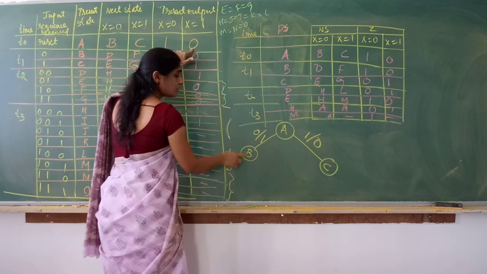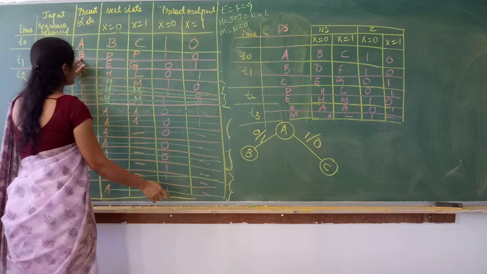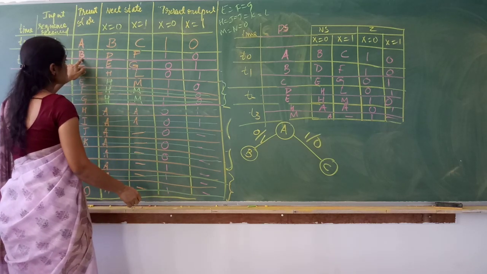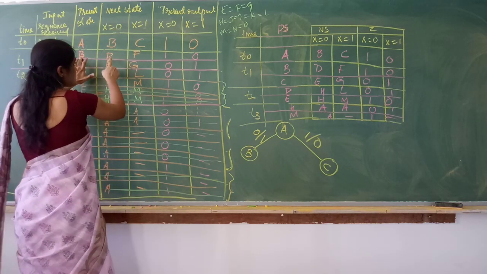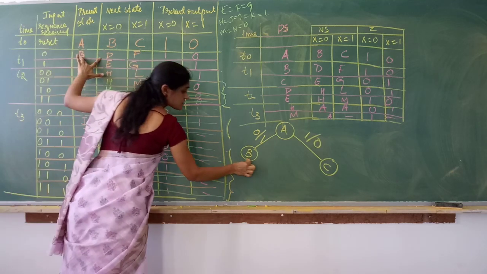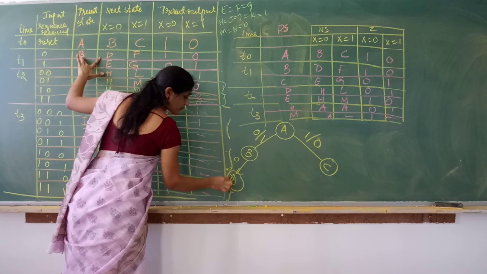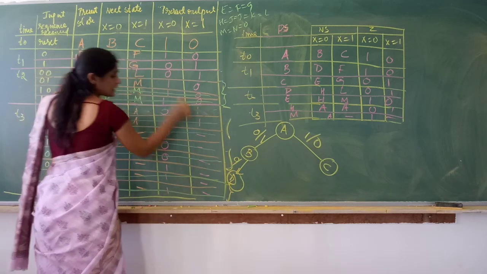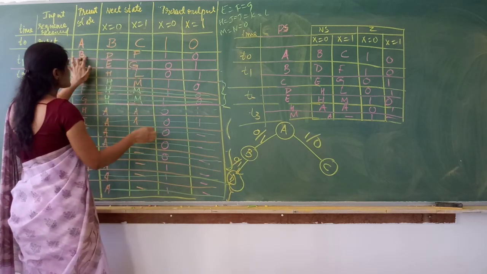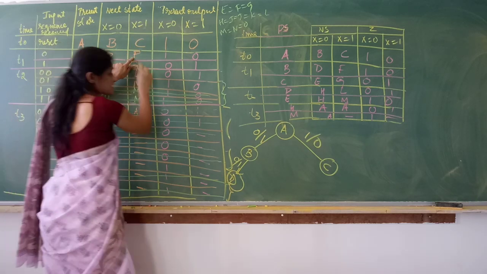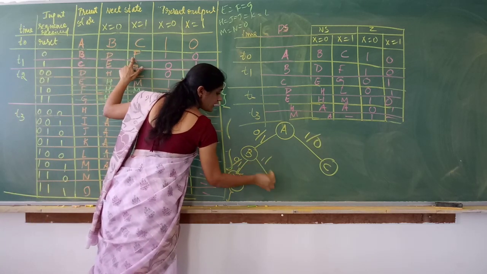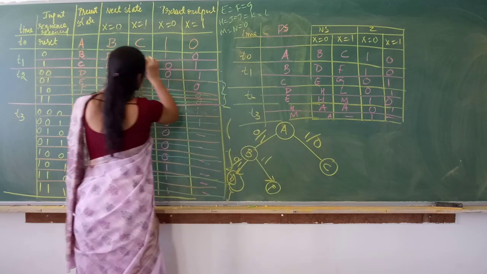Like that. Now what is the present state? Present state is B. This is the present state column. Present state is B. If you receive input as 0, what is the next state? D. And what is the output? 1. Present state is B. If you receive input as 1, what is the next state? F. And what is the output?